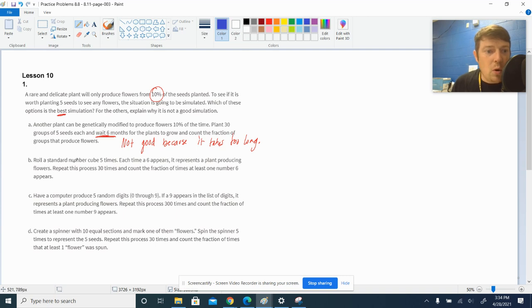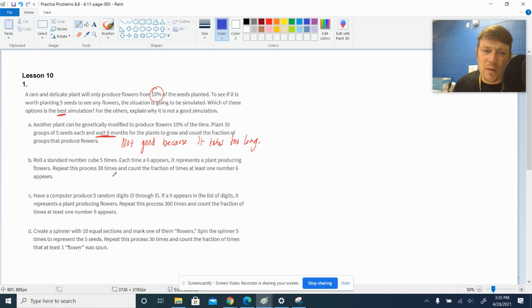Okay. Roll a standard number cube 5 times. Okay, I can handle that. Each time a 6 appears, it represents a plant producing flowers. Repeat this process 30 times and count the fraction of times at least one 6 appears.